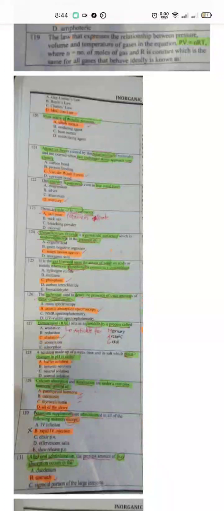Number 128. A solution made up of a weak base plus salt which resists changes in pH is a buffer solution. Letter A.